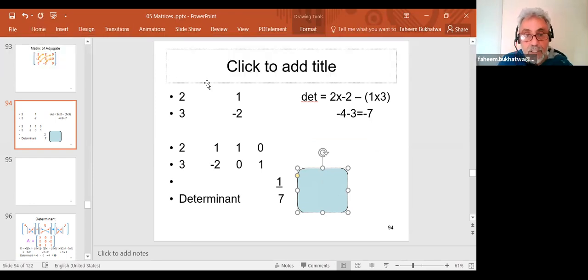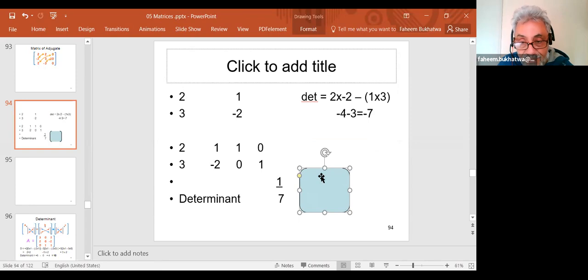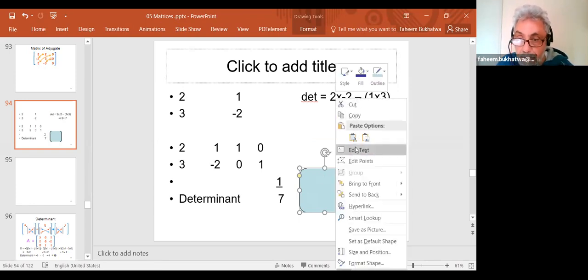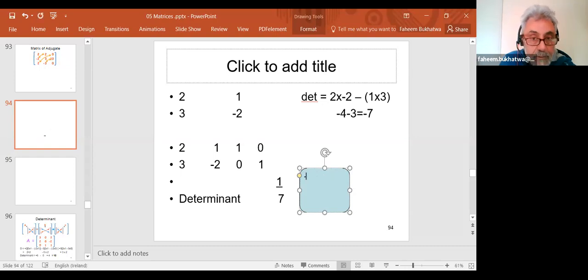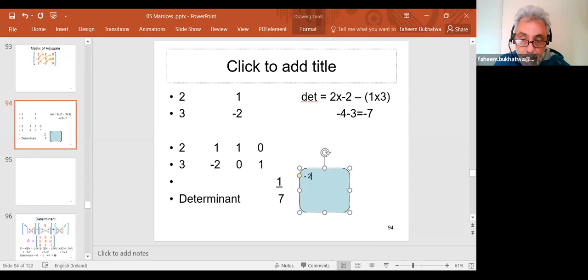So the adjugate of this matrix is: you reverse these two. The 2 goes down here and the minus 2 comes up there. First here we start with the minus 2, flipping it. So is it meant to be 1 over 7 or 1 over minus 7? Minus 7, thank you. I was just testing you.